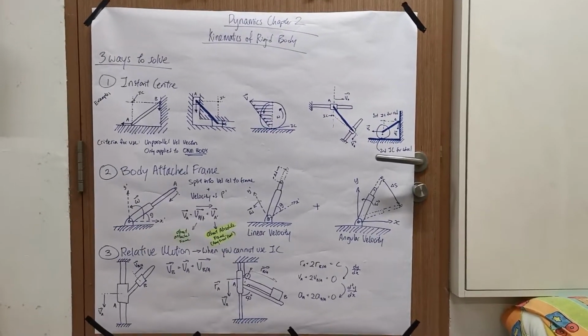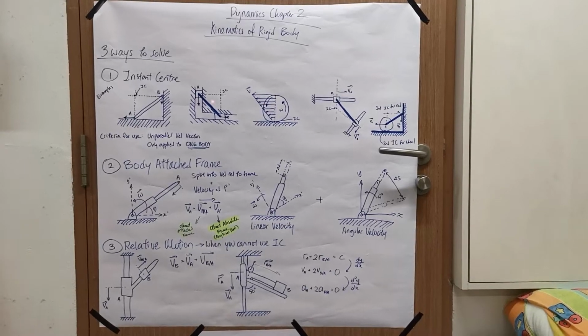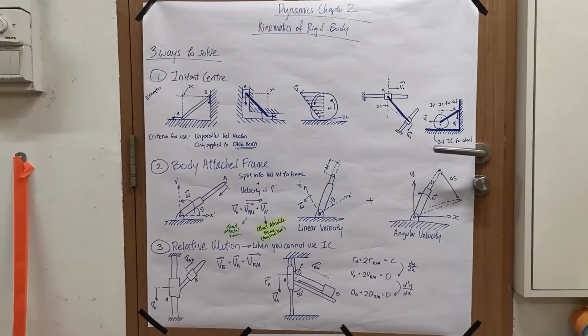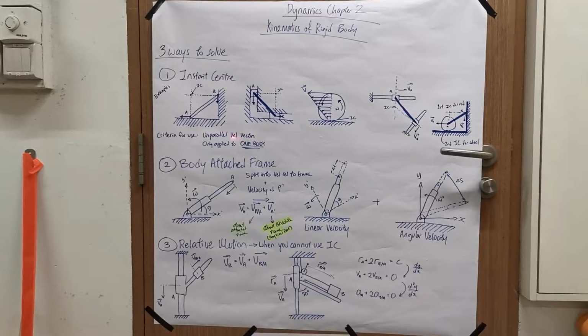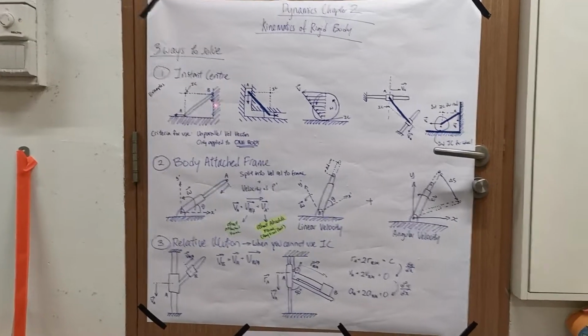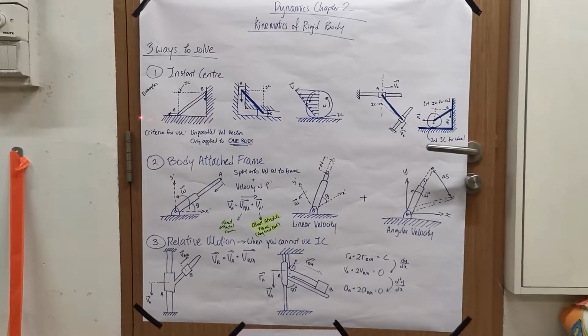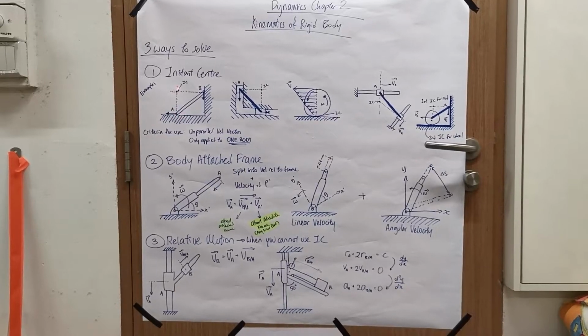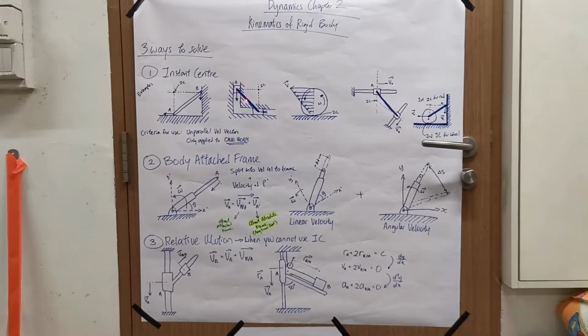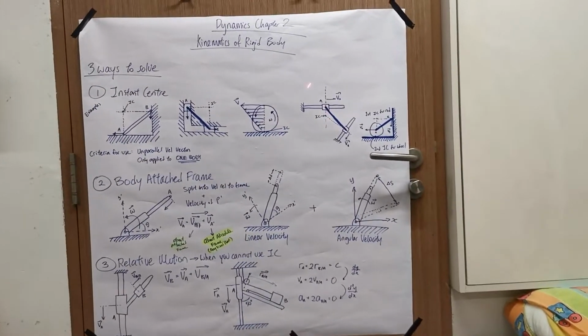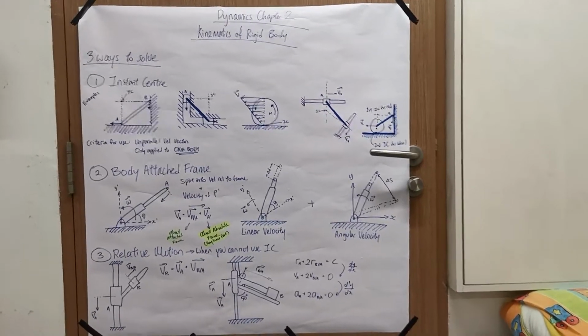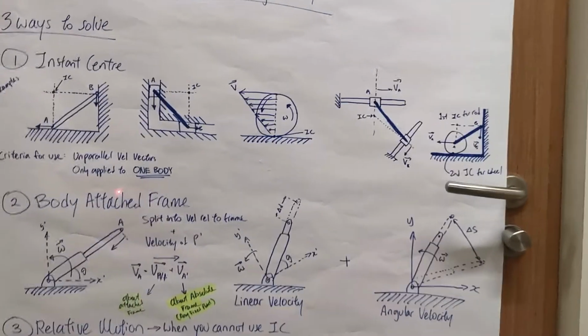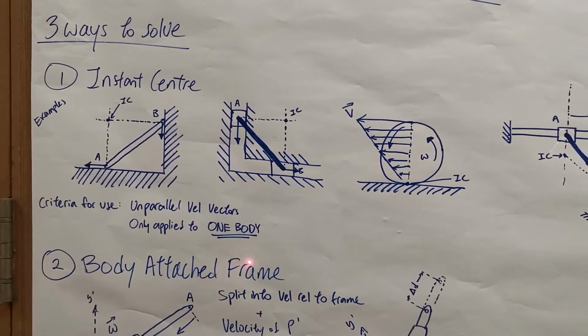However, one thing you need to take note of is the criteria to use this instant center: you need to have unparallel velocity vectors. So what I mean is, you see over here it's not parallel, so one goes down, one goes to the left. So it's not parallel, it will form an instant center. So is this, and even if it's angled oddly, it also works. The more important thing is you need to understand that it's applied with just one body.